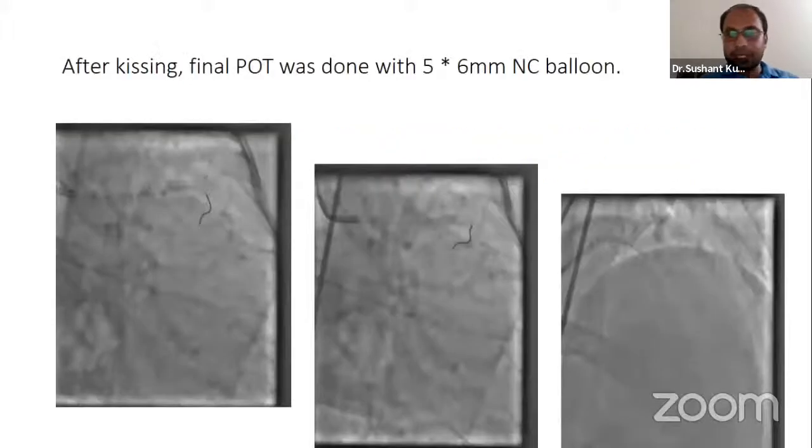If your permission permits, I can show another case of bifurcation in the left system, LAD diagonal. You can go ahead. It is a short one. Yeah.